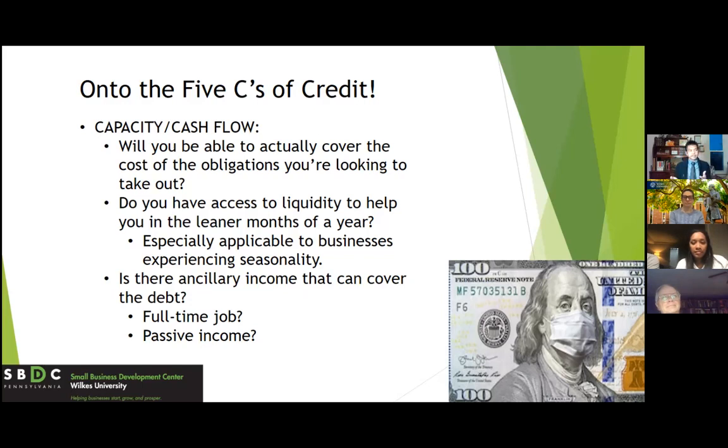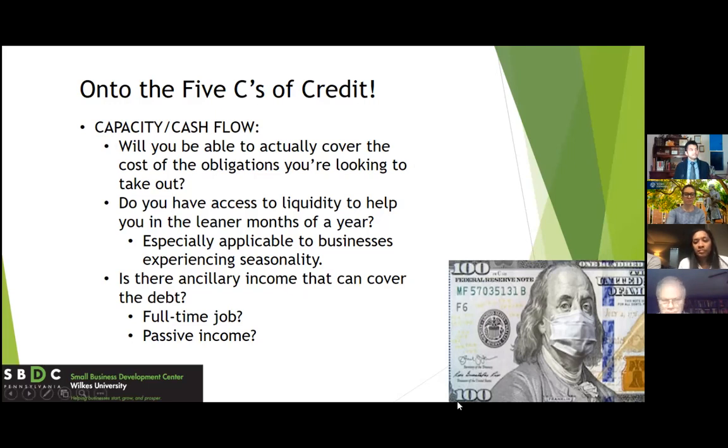And then other things to take into consideration, especially if you're starting up: is there ancillary income? Other things that you can leverage to supplement cash flow in the leaner times, or if you're just starting up. Do you have a full-time job? Is there passive income? Things of that nature, right? And all those are relevant situations to the topic of cash flow and capacity.